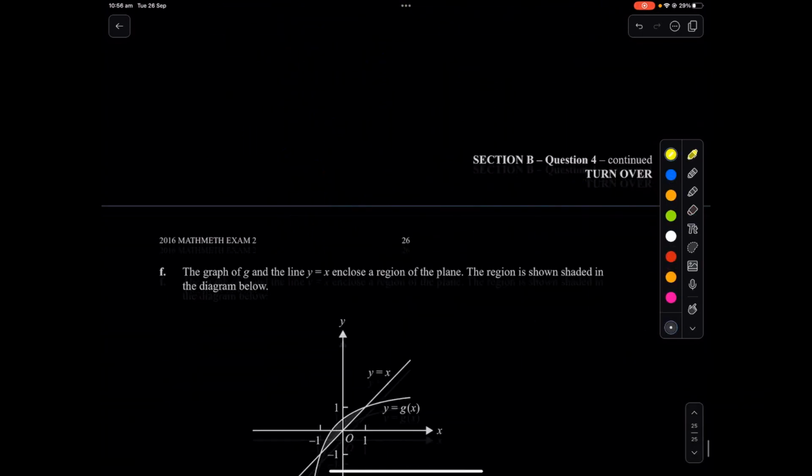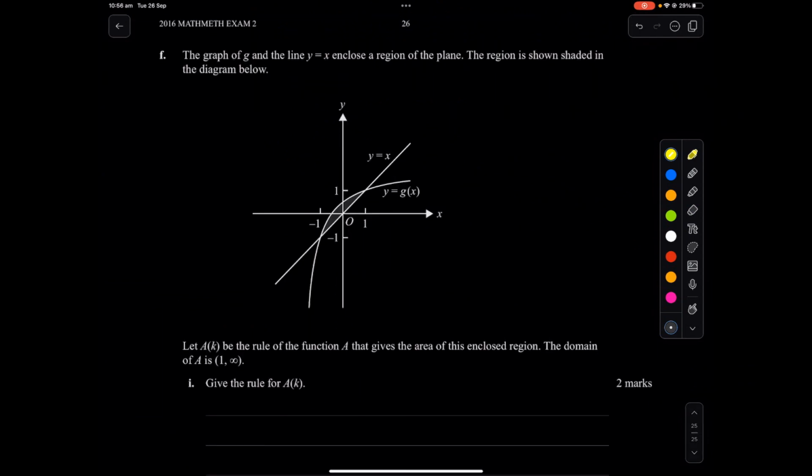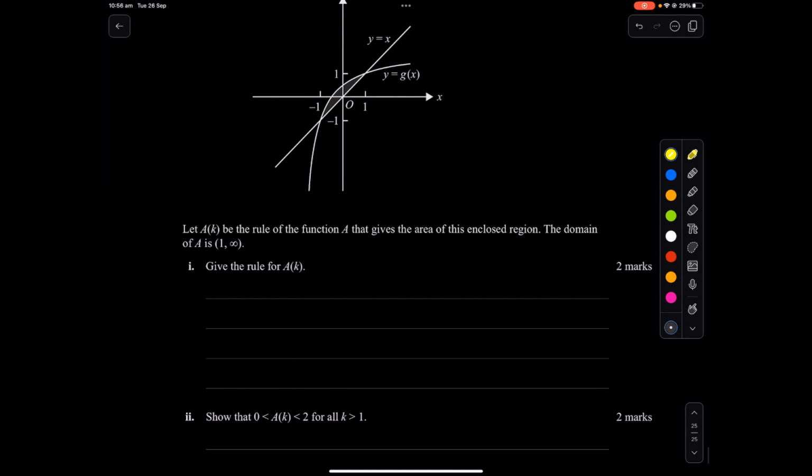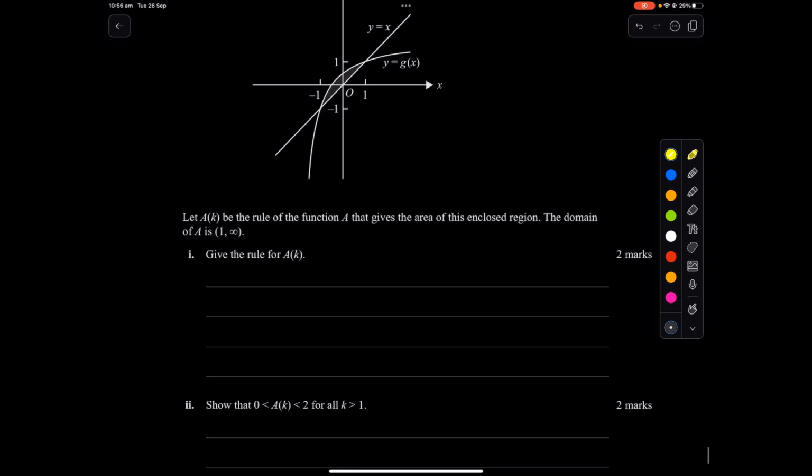That's a lot of working out. So the graph of g and the line y equals x enclose a region of the plane. The region is shown shaded in the diagram below. Let a be the rule of the function that gives the area of this enclosed region. The domain of a is 1 to infinity. Give the rule for a of k. So we know that a of k is the integral from -1 to 1 of the upper function, which is g of x, minus x, dx, as we can see.